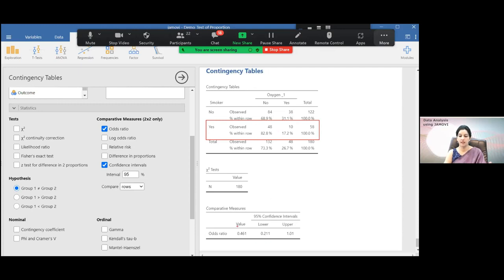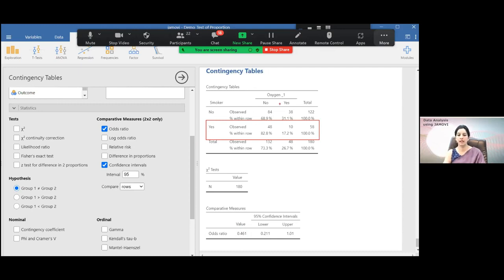That's why this odds ratio is the odds. So it tells you the reference category is the lower one. That means it tells you the odds of oxygen requirement in the smoker as compared to the non-smoker, because non-smoker has been taken as a zero category. So it tells you the odds of oxygen requirement in smoker as compared to non-smoker.